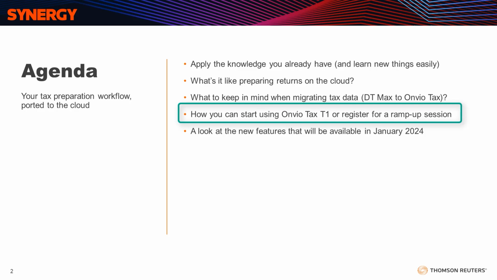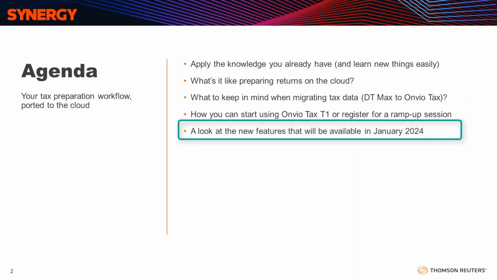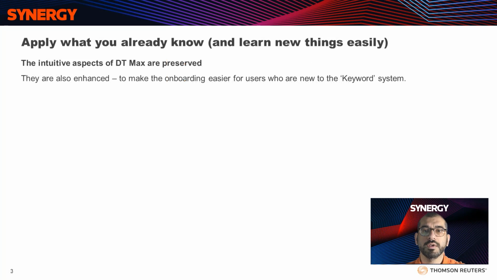And if you happen to be someone who prefers to have a ramp-up session before getting started, I'll talk about how those sessions will happen. New this year, we will have hands-on ramp-up sessions. These sessions will take place in January. They're called OnView Tax Days, and I'll briefly talk about those as well. And lastly, I'll talk about the new features that we're working on now that will be available in OnView Tax starting January 2024.